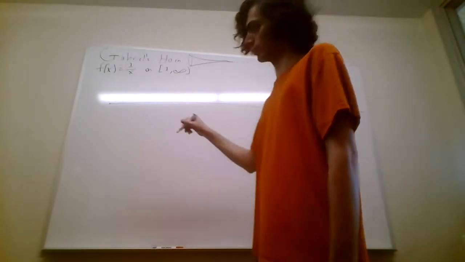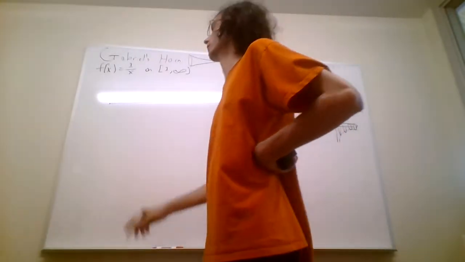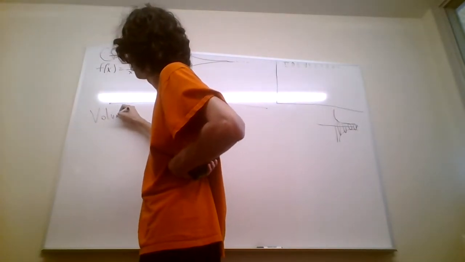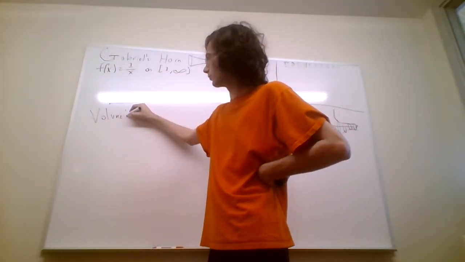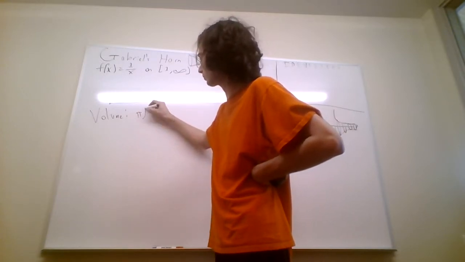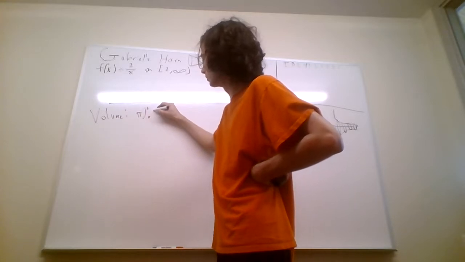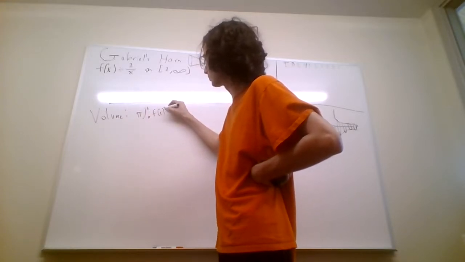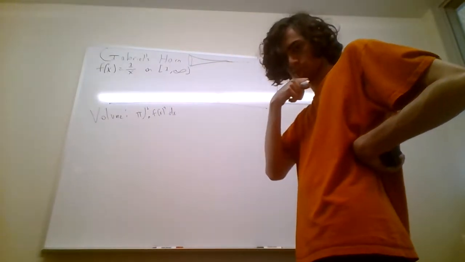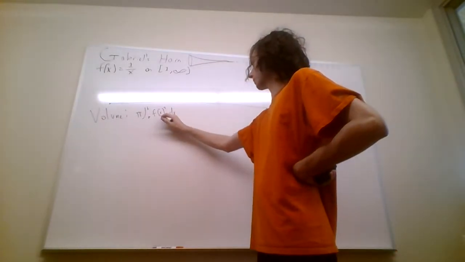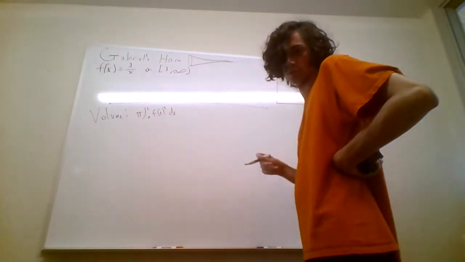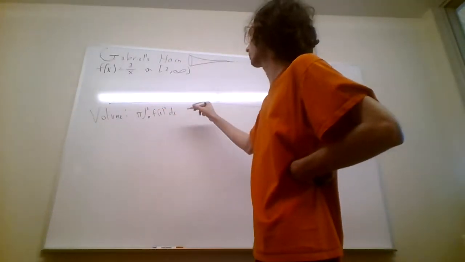So if we want to find the volume of it, you can find that by doing the integral of pi, integral from a to b of f of x squared dx. So f of x is just going to be 1 over x. A is going to be 1, but for b, we can't put an infinity in there, or else it will be improper, so we're going to do a limit instead.